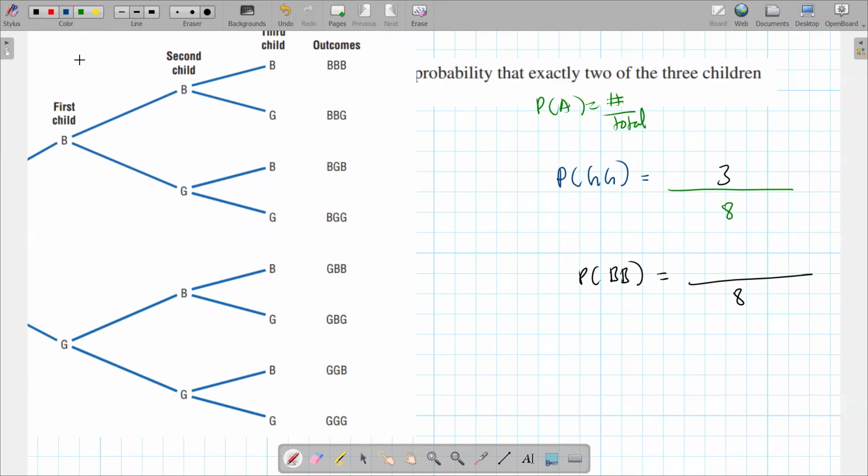It's fine. So we're trying to find how many outcomes have exactly two boys. Okay, we're going to start here. Is this in or out? Come on, make this thing bigger.